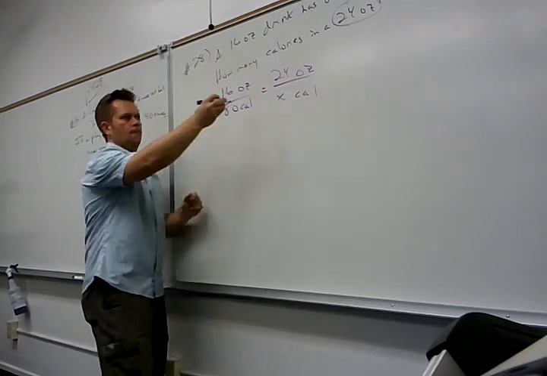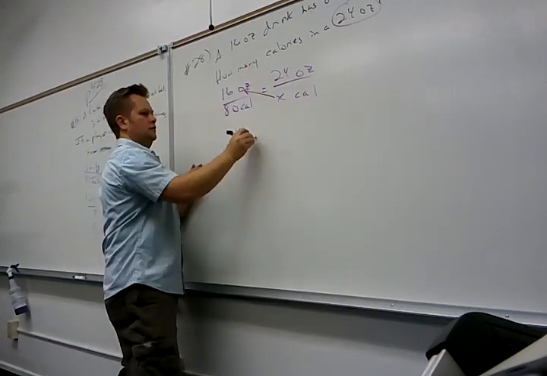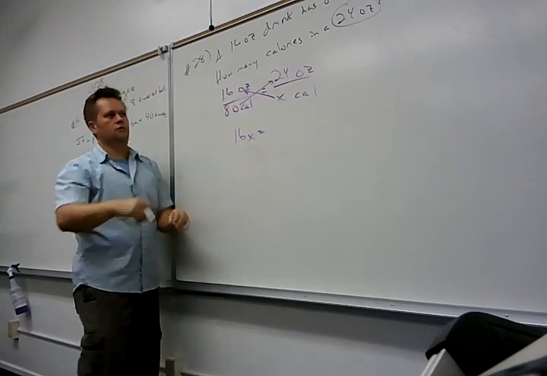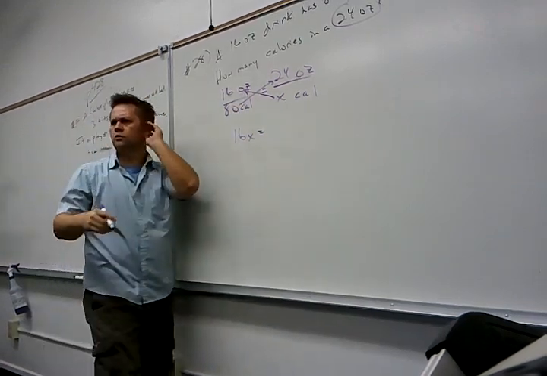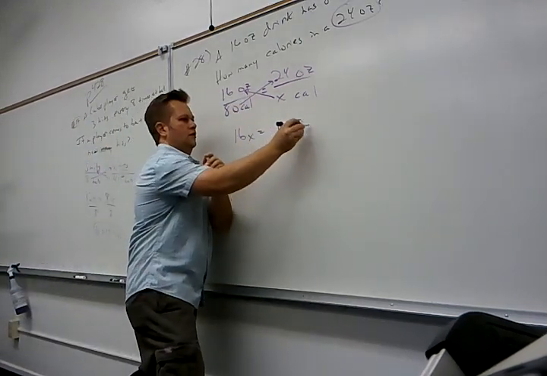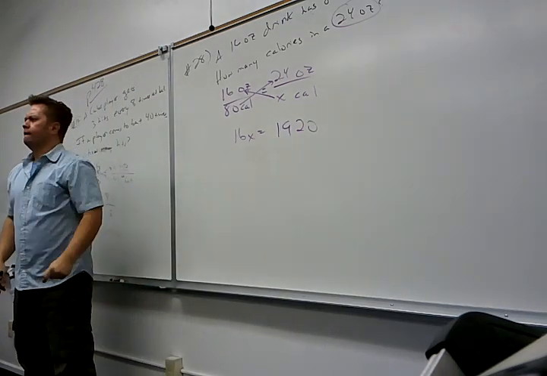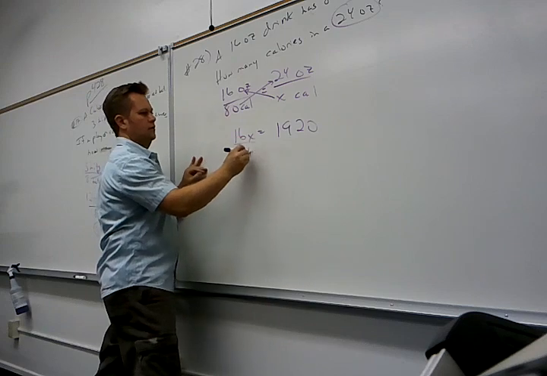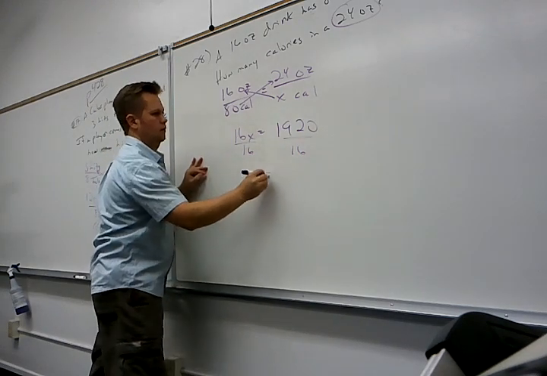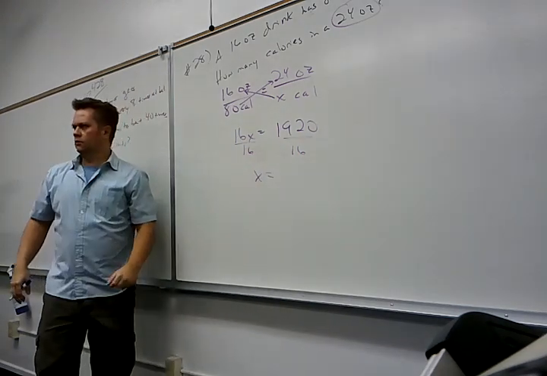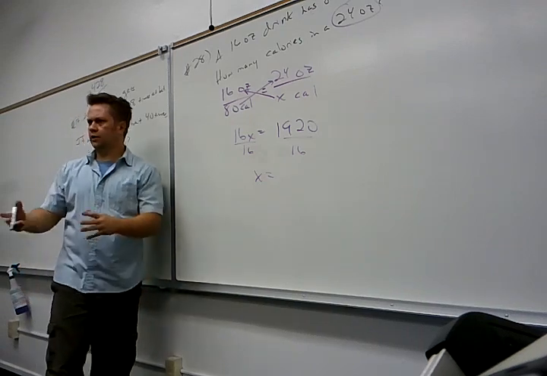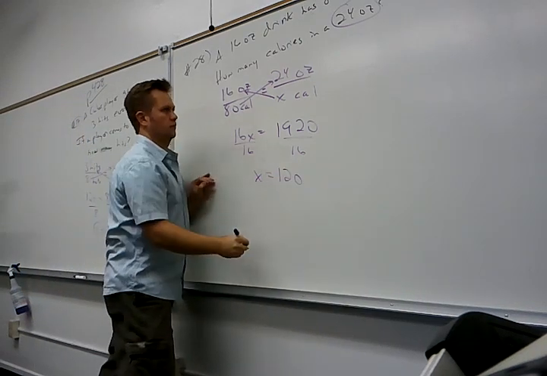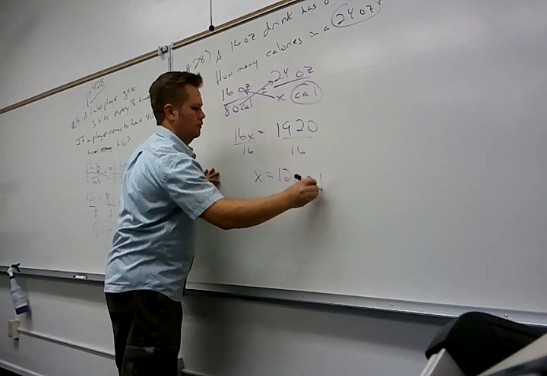What's the next step? 16x. Good, 16x equals? 1920. Then divide by 16. That was so simple. 120, I like it. 120 what? Calories. Good, calories.